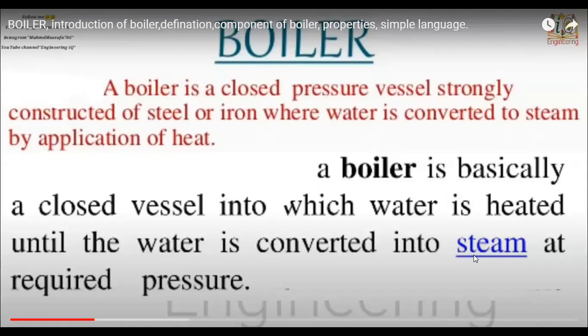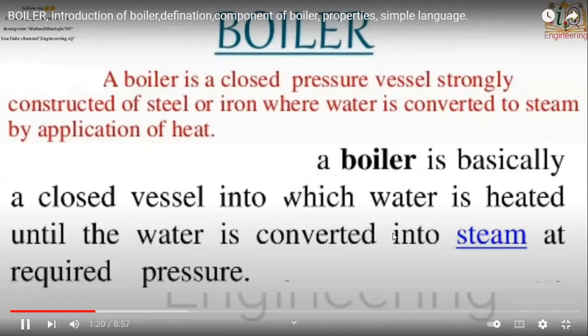When we don't get the required pressure, it means it is not a boiler. We call it only a steam generator, not a boiler. So the difference is the specified pressure or required pressure. It is the main important thing: steam generation at the required pressure. Okay, so let's continue.